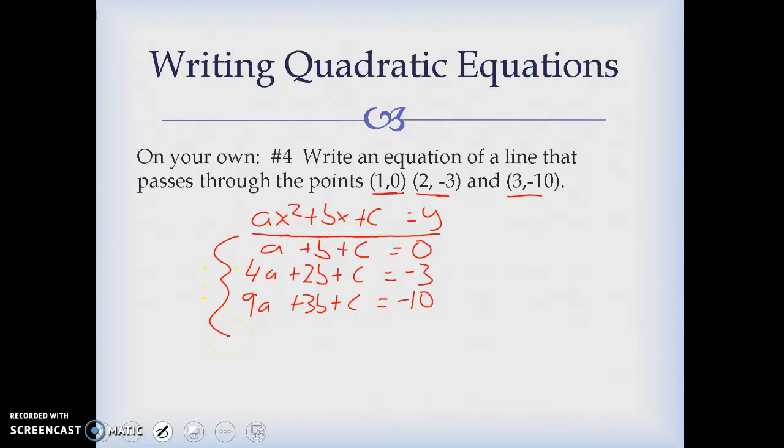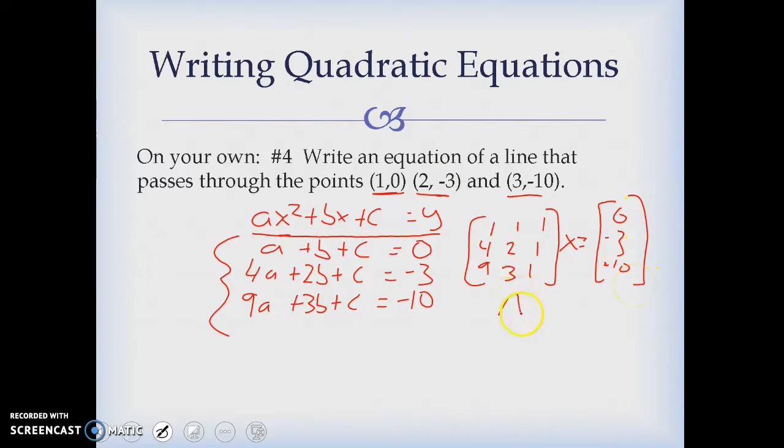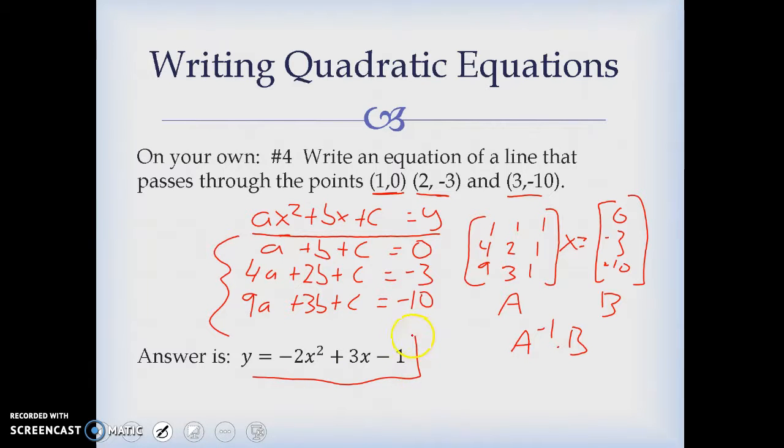And now you can use matrices. If you use a coefficient matrix, it would look something like this: 1, 1, and 1, and then 4, 2, and 1, and then 9, 3, and 1. Multiply that times x, you'll get the answer matrix, which is 0, negative 3, and negative 10. If this is A and this is B, you would just do the inverse of A times B on your calculator, and you would get that a is negative 2, b is 3, and c is negative 1. And so then your quadratic equation would look like this.